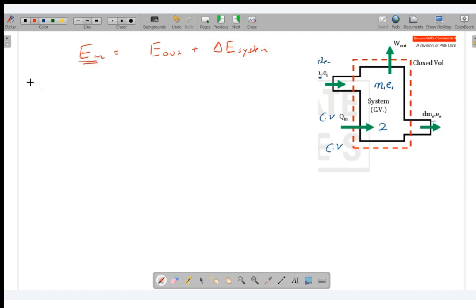Now what is entering? m_i e_i is entering, plus Q in is entering. Now what is going out? m_e e_exit plus work output. This much we have seen in the steady flow.